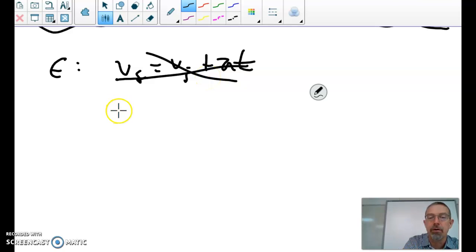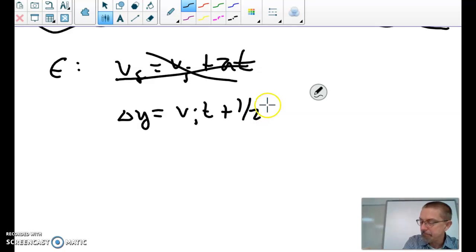That's not going to work too well. So I actually have to use delta y equals v_i t plus 1/2 a t squared. Now this is going to get a little bit messy, but stick with me. That's the equation I'm going to need.